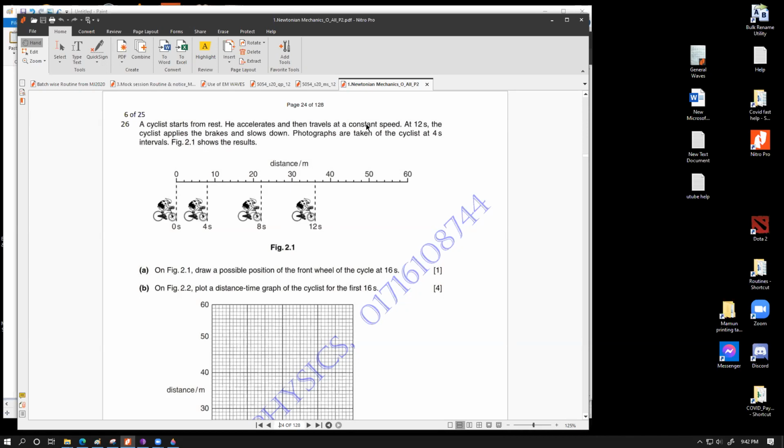The question precisely tells us, have a look. At 12 seconds, the cyclist applies the brake. So if he applies the brake, would he be able to cover 14 meter in the next 4 seconds, or should it be less than 14 meter or more than 14 meter? He's applying the brakes over here. At this instant, he's applying the brakes. So that covered distance over the next 4 seconds should be equal to 14 meter, less than 14 meter, or more than 14 meter? Less.